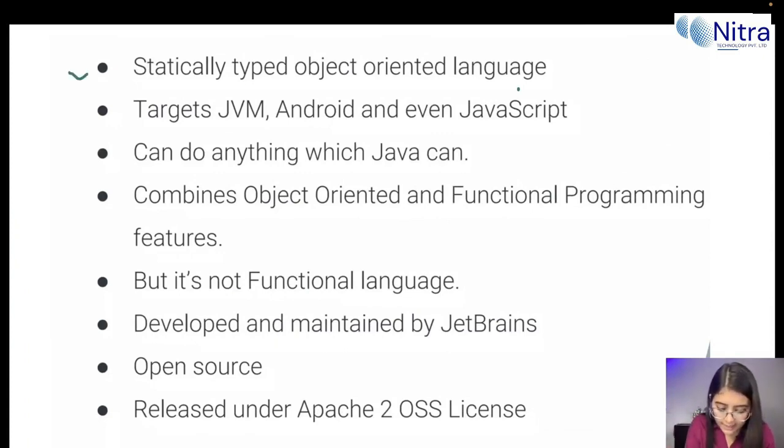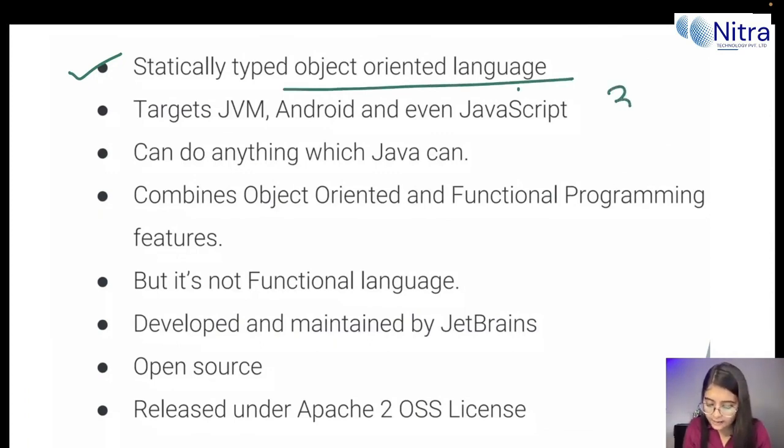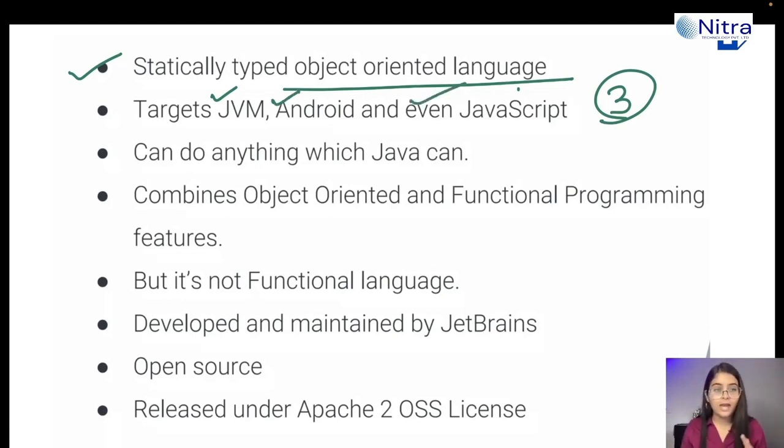So Kotlin is a statically typed object-oriented language. It targets mainly three platforms, mainly three things. Number one, JVM, that is Java Virtual Machine, and Android as well as JavaScript. So in the Android domain, Kotlin is doing something crazy. Anything which Java can do, it can handle all those stuff, and on top of that it provides plenty of extra features. It's simple, sweet, precise, and many features are there.